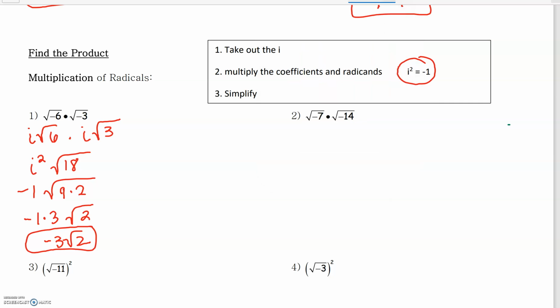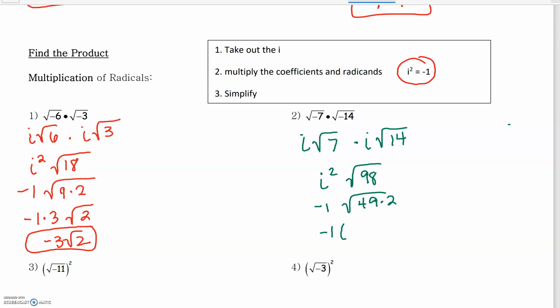So pull out the i's. Multiply the i's, multiply the radicals. Simplify the i squared to negative 1, and then the 98 is 49 and 2. So the 7 comes out, and the 2 stays home, and we multiply to get negative 7 radical 2.